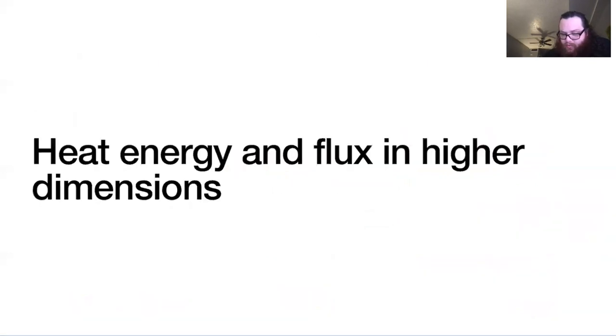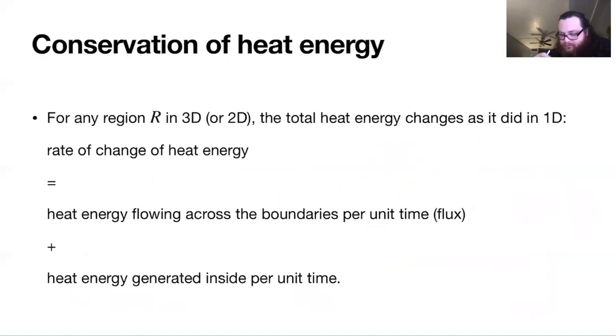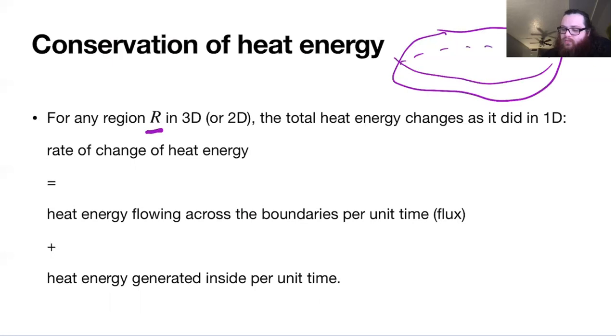So let's see where this comes from. What we're going to do is essentially the same derivation, as I said. And so the setup is going to be, for some region R, where for us, just going to imagine a three-dimensional blob, something like that. And then the question is, if you pick any point in here, how does the temperature near that point change in time?